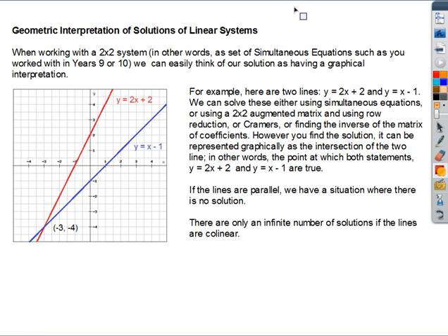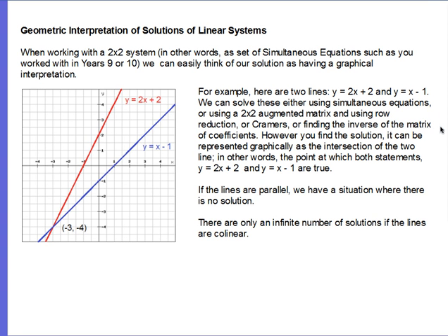So let's start by going back to 2x2 systems, or in other words, simultaneous equations, which you'd remember from year 9 or year 10. When you were looking at those sets of simultaneous equations, it was easy to get a concept of the graphical interpretation by simply graphing the first equation, graphing the second equation, and discovering that the solution you had come up with was the point at which the two lines crossed one another.